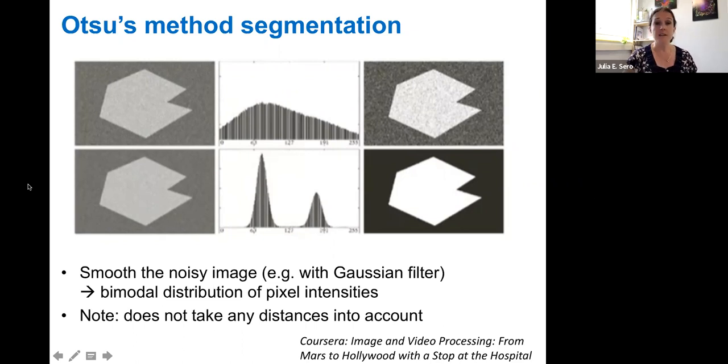Otsu's method doesn't take into account the relationship in space of where the pixels are with one another. It's just drawing a line, but it's doing it using the histogram rather than a topographical feature plot.